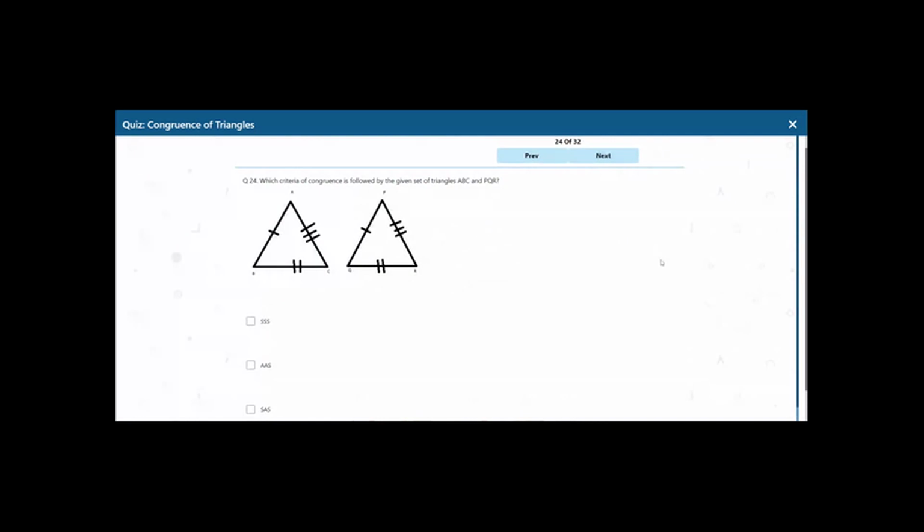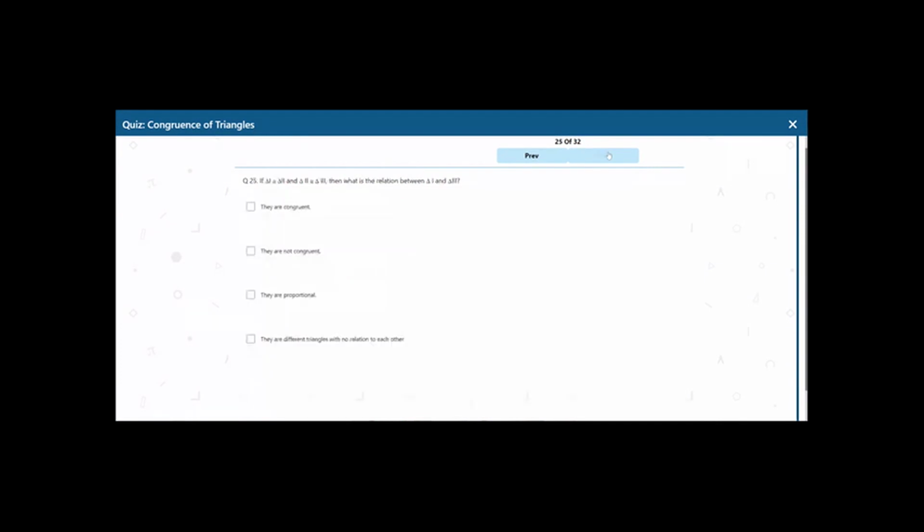Which criteria? SSS, ma'am. Very easy. Triangle 1 is congruent to triangle 2. Triangle 2 is congruent to triangle 3. They are congruent, ma'am.